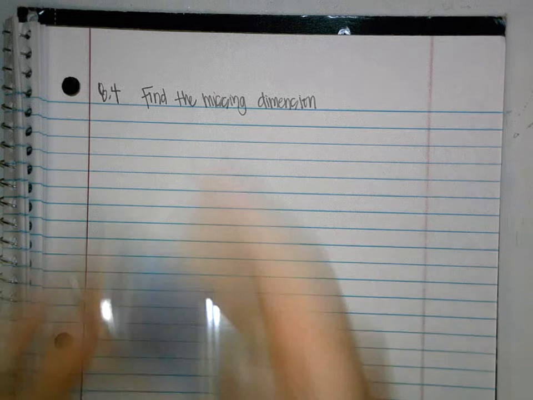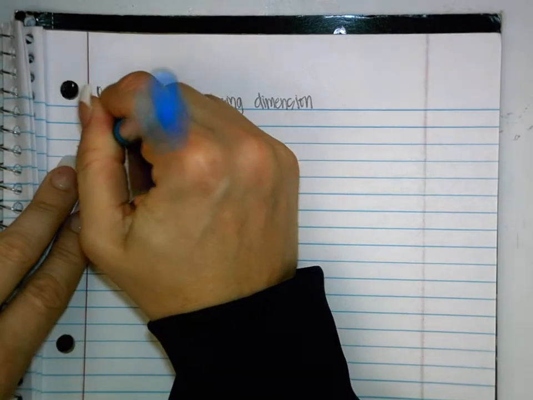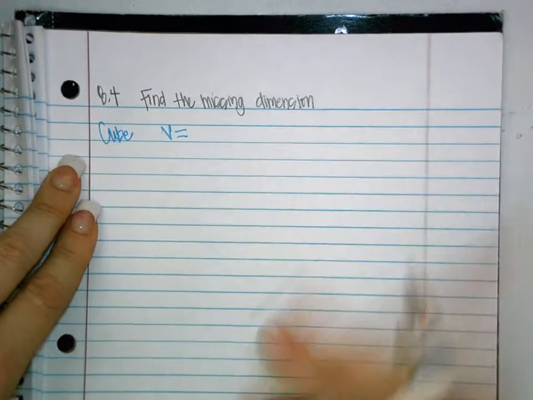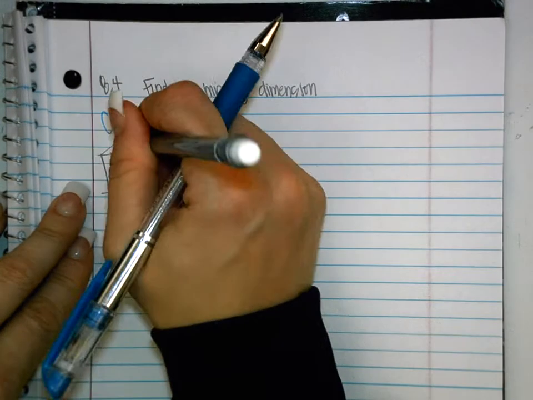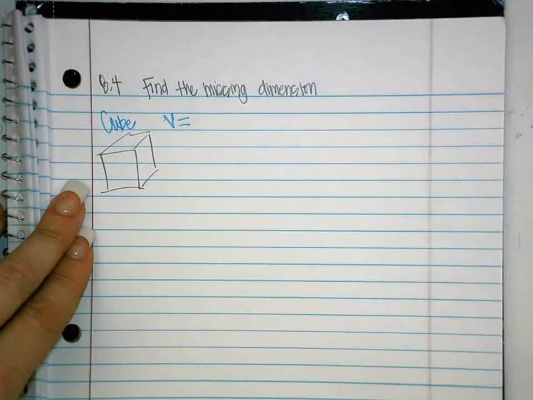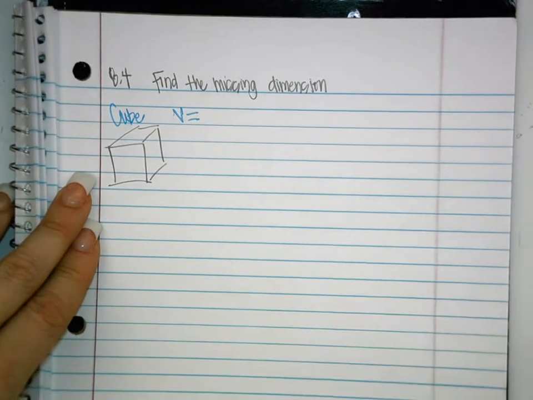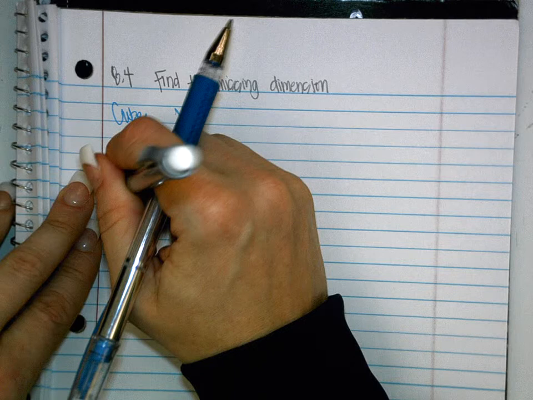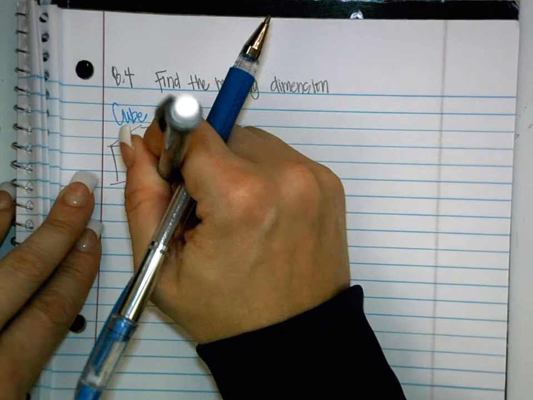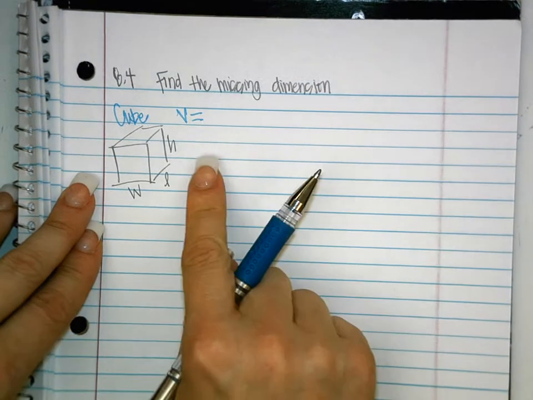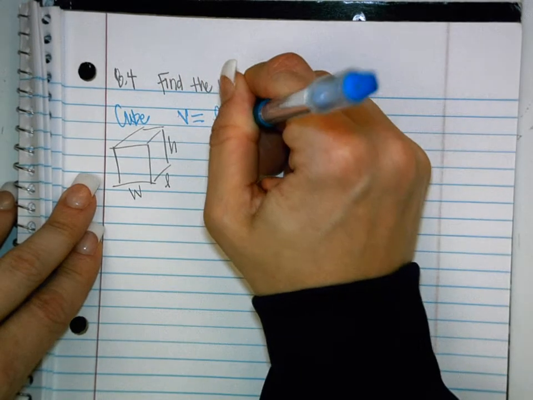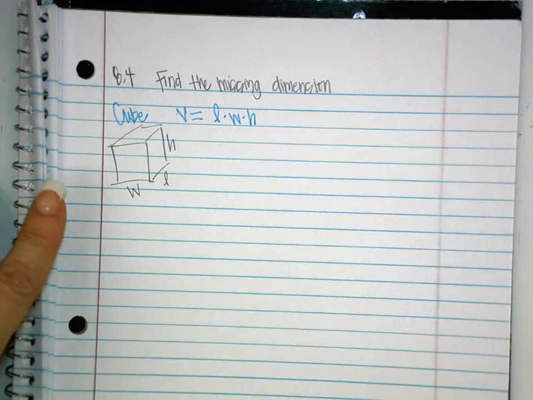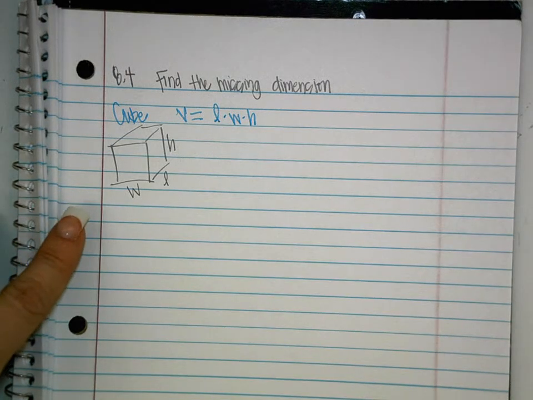So first thing, let's go over our volume formulas, okay? What is the volume of a cube? Remember, a cube looks similar to that, okay? And in the volume of a cube, you're going to have a length, and a width, and a height. The volume of a cube, you just multiply them all together. So length times width times height. Okay, volume of a cube is length times width times height.